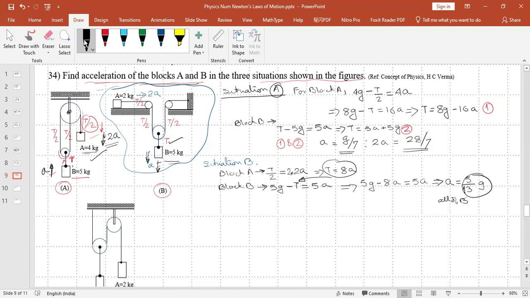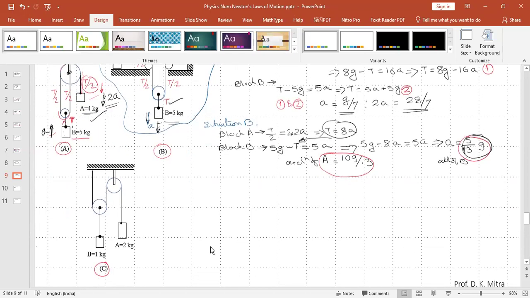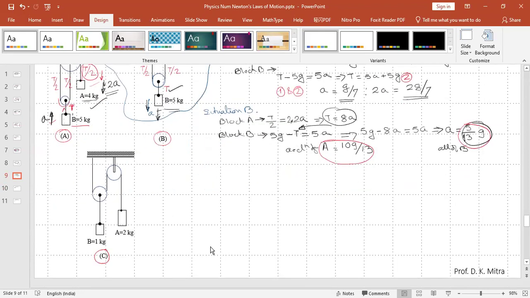And the acceleration of A is equal to twice the acceleration of B, that means 10g by 13. These are the two accelerations in situation B. Now let us go to situation C.